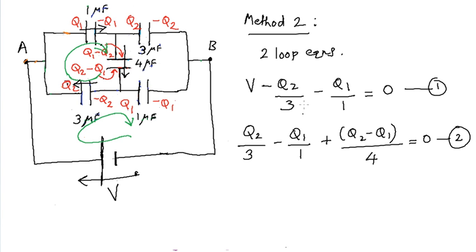You now have to solve these two equations for Q1 and Q2, of course treating V as a constant. Now when you actually solve these equations, the answers that you get are Q1 equals 7 multiplied by V divided by 12, and Q2 equals 5 multiplied by V divided by 4.